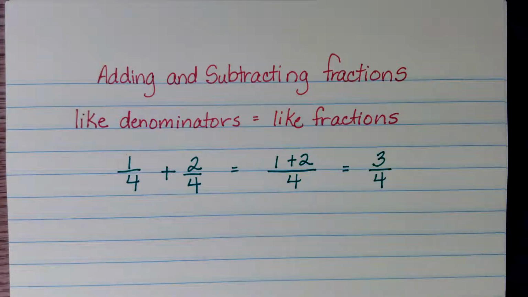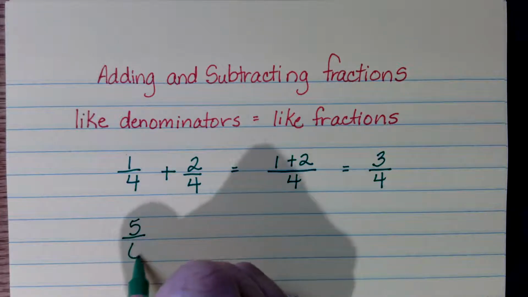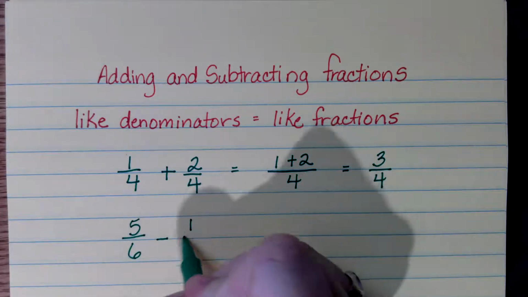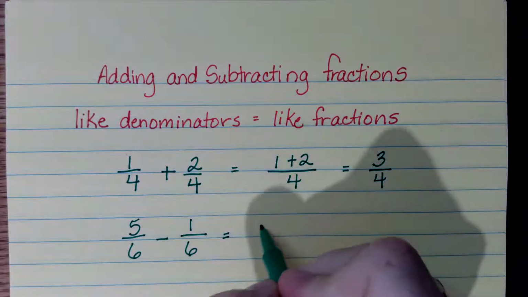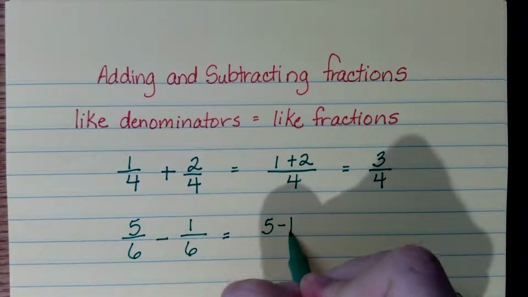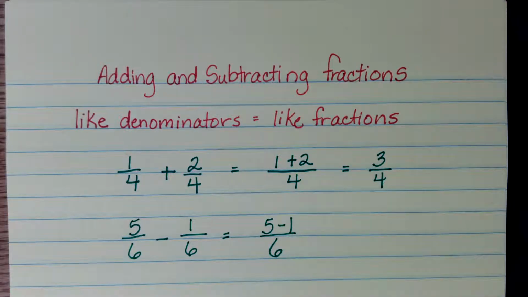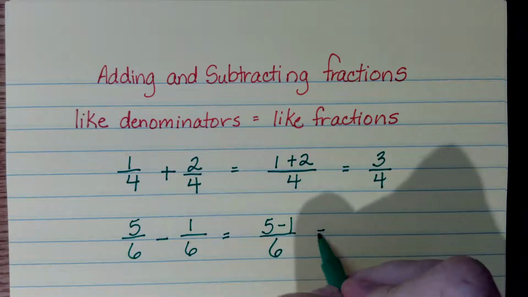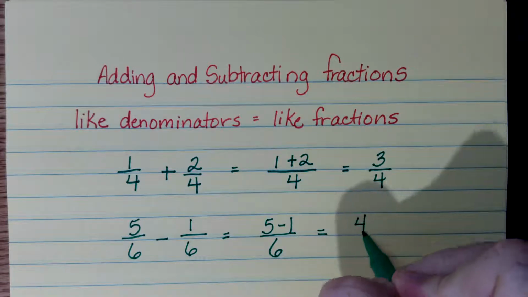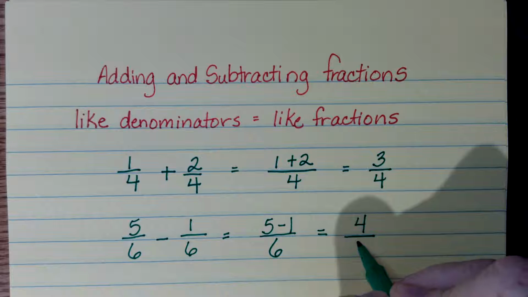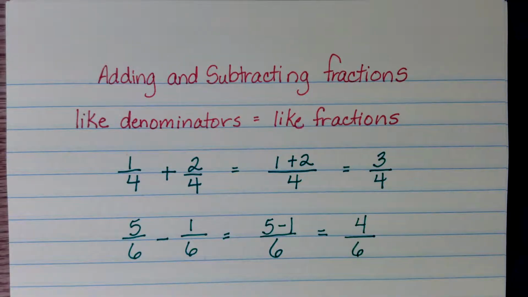Subtraction is the same way. If we have a like denominator, let's go with 5/6 minus 1/6. All we have to do is 5 minus 1 over 6, because we already have something in common. We have the same label. So 5 minus 1 is 4 and 6. Now we did learn that we have to simplify our fractions.